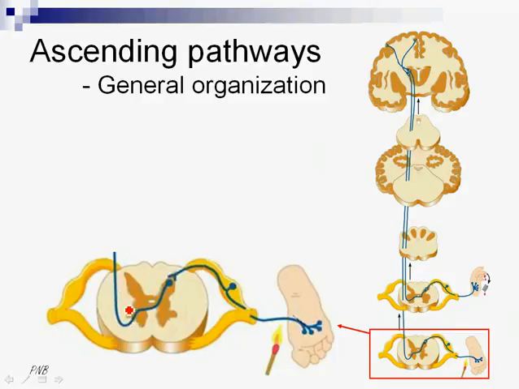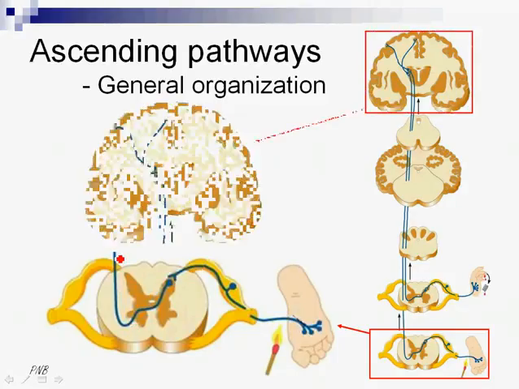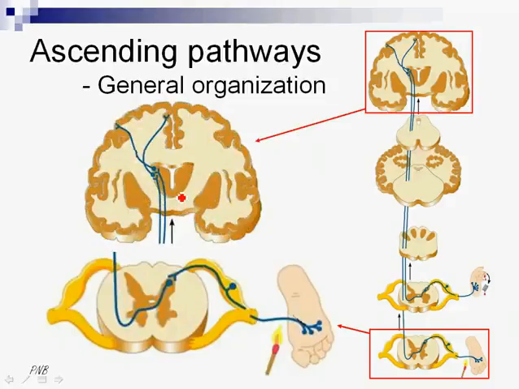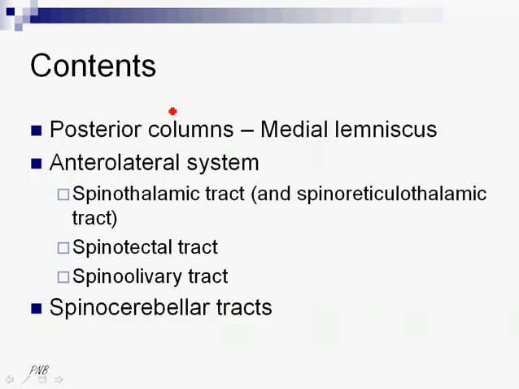It will change side and continue ascending up to the thalamus, where it will synapse with the third neurons, which will finally remit themselves to the final destination. Here we can see the cortex. So this is what we're going to speak about today.